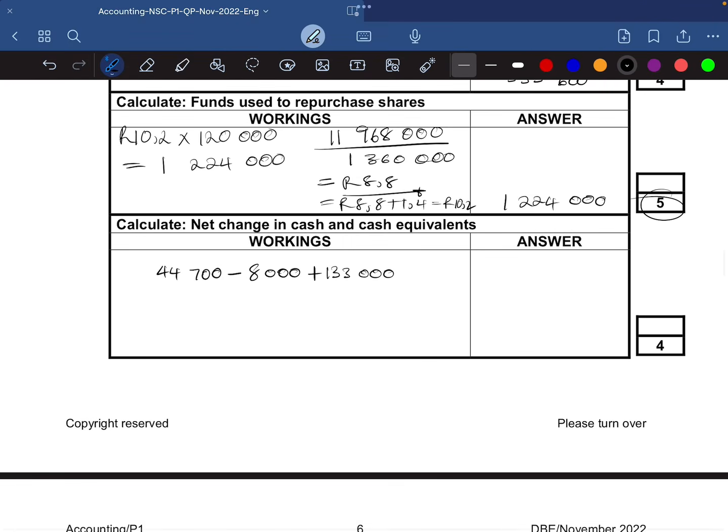I think this would be much clearer if I did something like this. So net change, that's what we're looking for, and then balance at start and balance at the end. So the balance at start, we said we had a negative of 125, and now we had a positive of 44,700. We are trying to find the difference between these two amounts. How do you determine that?